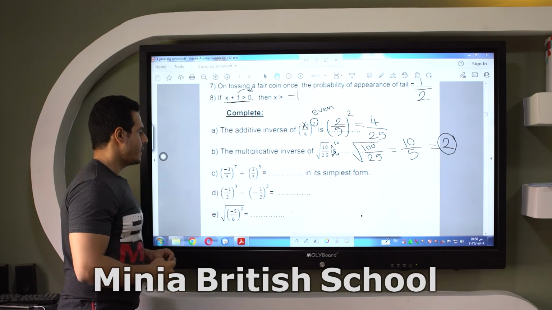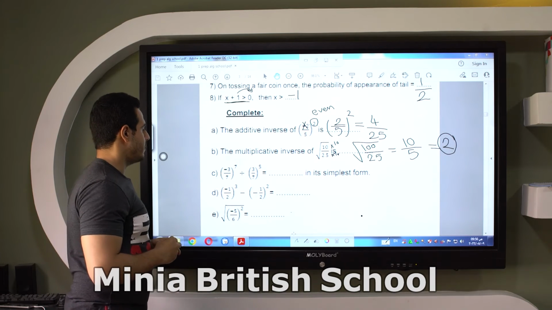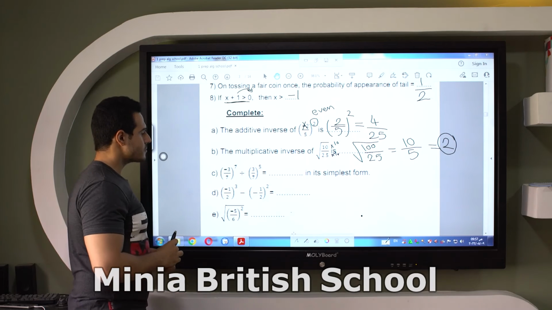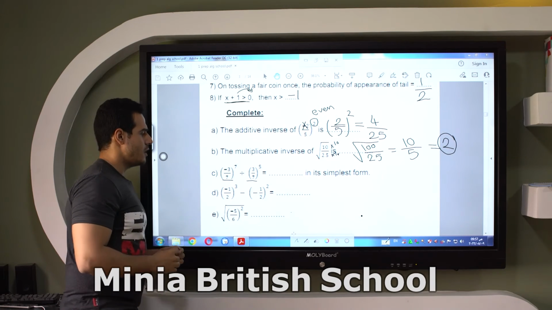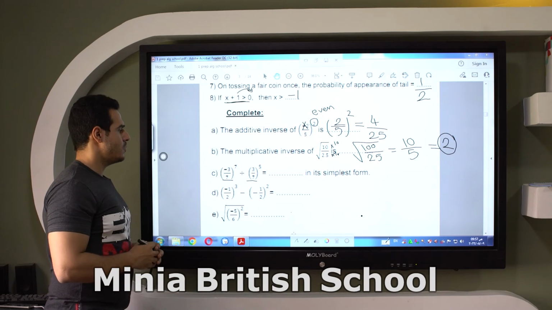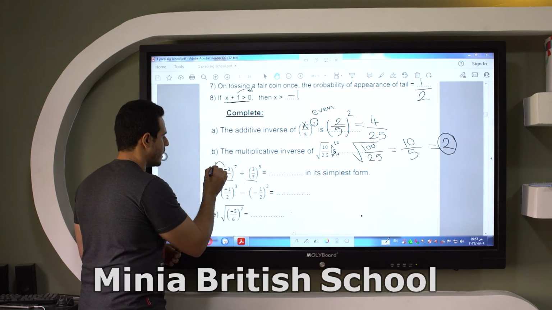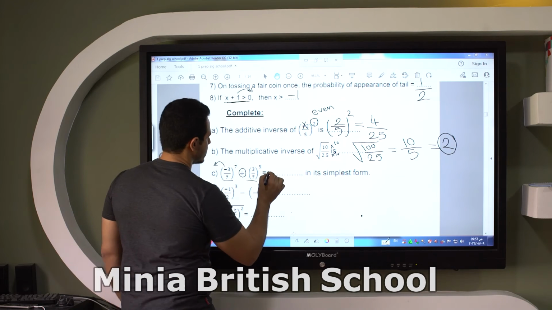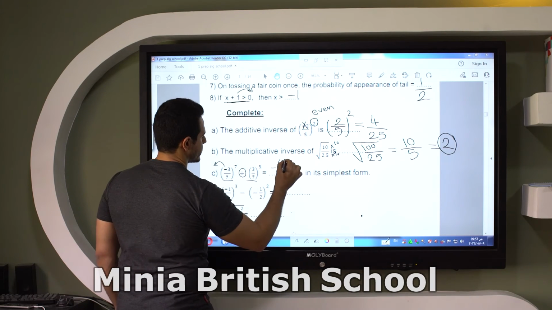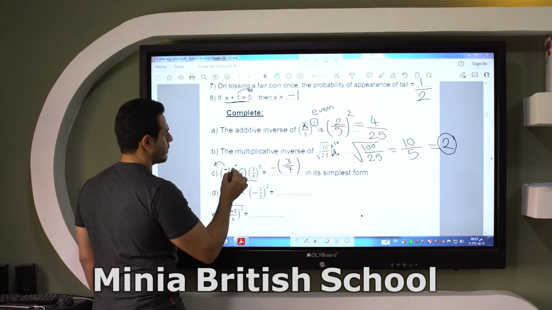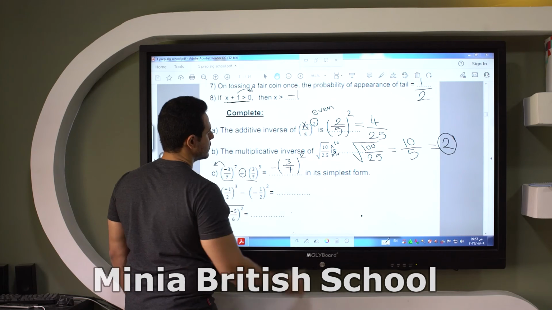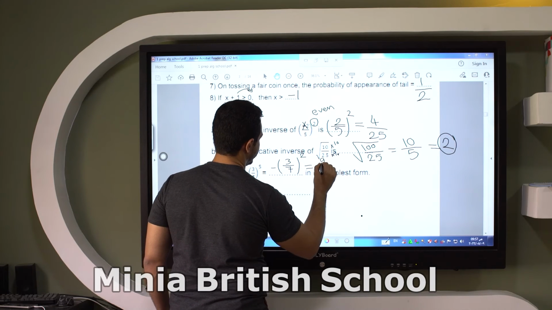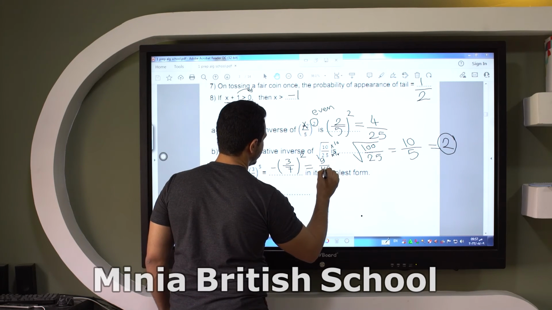C: negative 3 over 7 all to the power 7, divided by 3 over 7 all to the power 5. We have the same bases in a division, so at first the negative goes out, and for the same bases in a division, we subtract the powers. So negative 3 over 7 all to the power 7 minus 5 equals 2. So the answer will be 9 over 49, and write the negative.